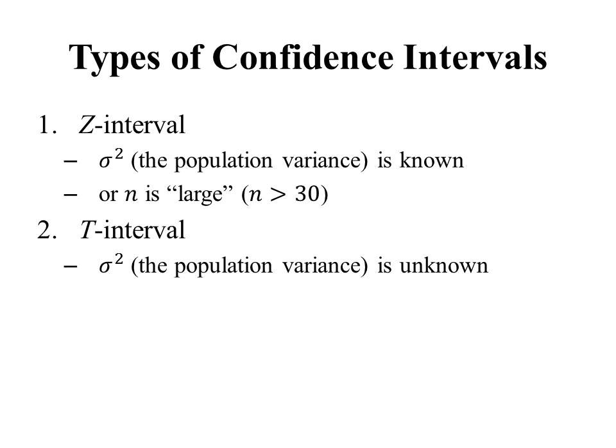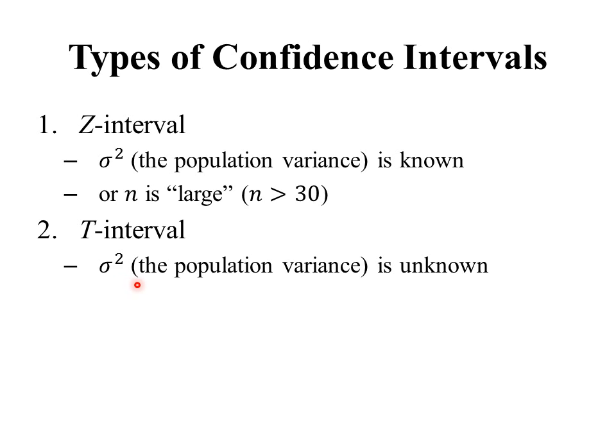The main difference between these two types of intervals, the z and the t interval, is where the critical value comes from. In a z-interval, the critical value comes from the normal distribution. In a t-interval, the critical value comes from a student t distribution. And so we typically use the z-interval when either we know the population variance sigma squared or the sample size is large, meaning greater than 30. We use the t-interval when sigma squared, the population variance, is unknown.